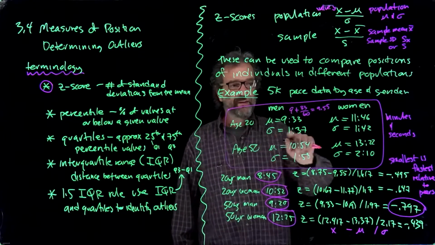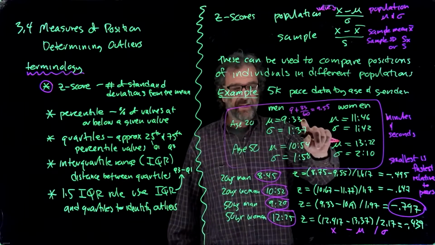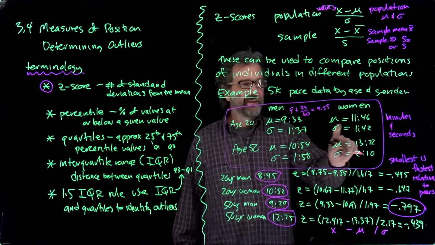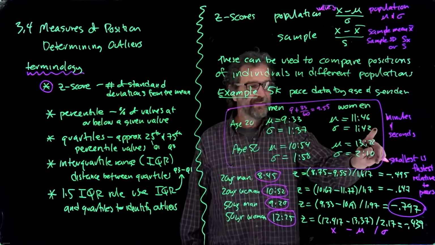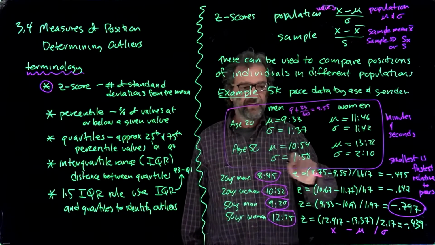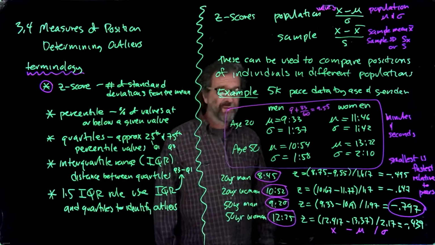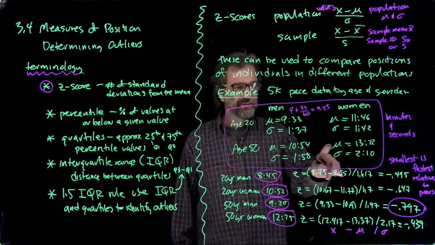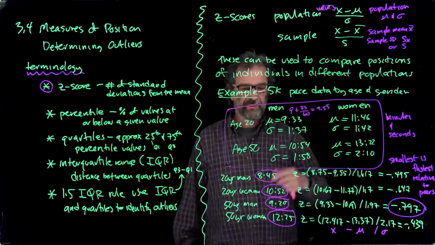Age 20, for all the 5K runners, the mean is 9 minutes and 33 seconds per mile. And the sigma for that is 1 minute and 37 seconds per mile. For women, 11:46 minutes per mile, 11 minutes 46 seconds. Sigma is 1 minute 42 seconds, etc. So here's age 50, a little bit slower, so these numbers are bigger. 10 minutes 54 seconds, 13 minutes 22 seconds, 1 minute 58 seconds, 2 minutes 10 seconds.